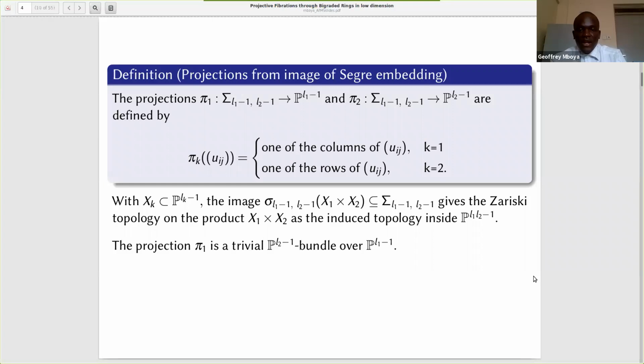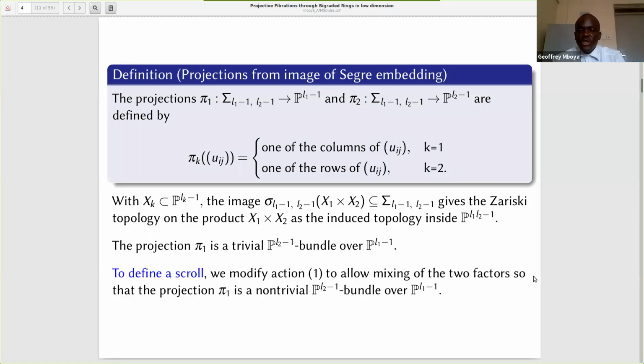When you look at the projection pi 1 as fibered over the projective space P^(L1 minus 1), then at a general element in the base, all the fibers are P^(L2 minus 1). So pi 1 is a trivial P^(L2 minus 1) bundle. For us to define a scroll, we need to change the action that we saw earlier, equation 1, to allow mixing of factors so that these bundles are not trivial.